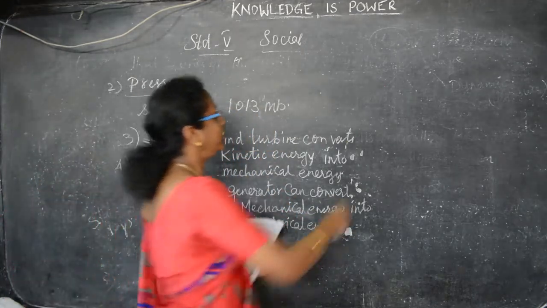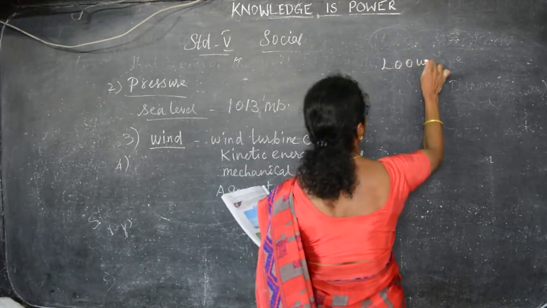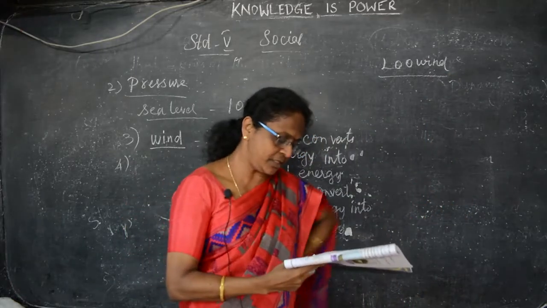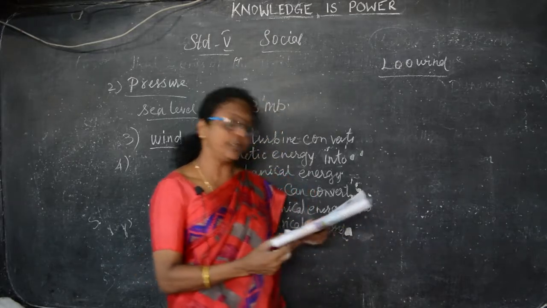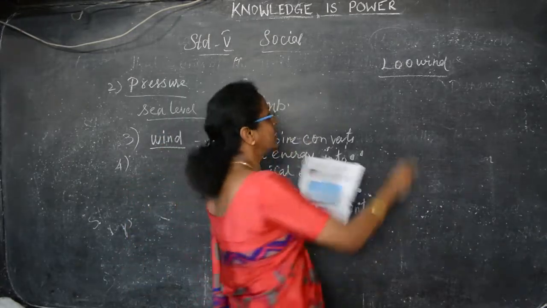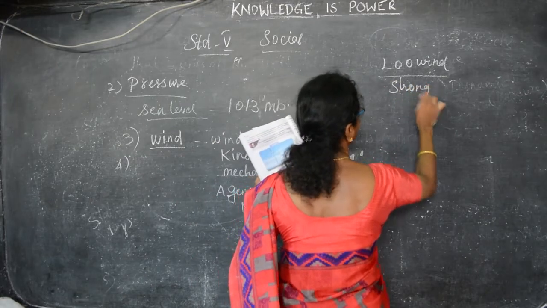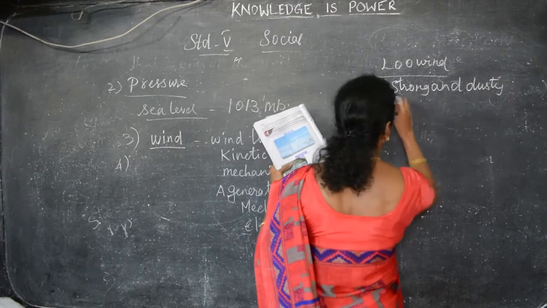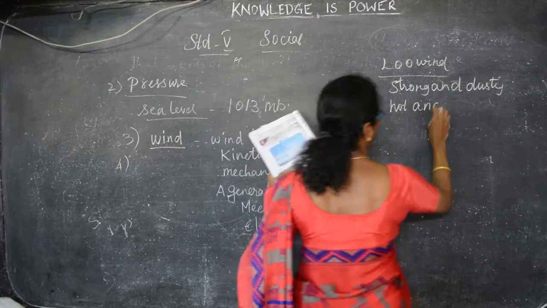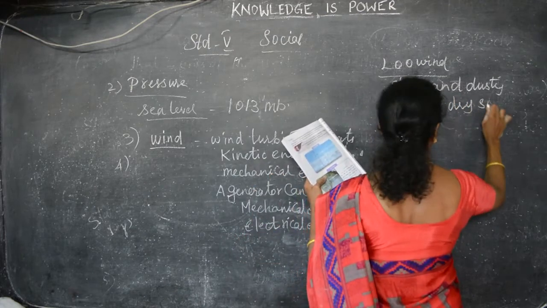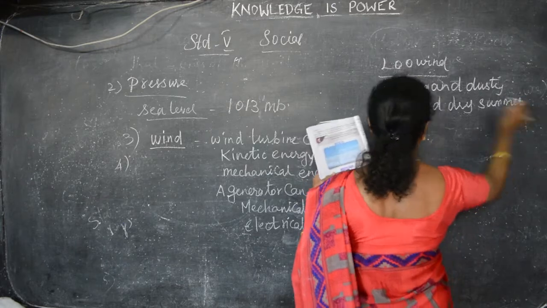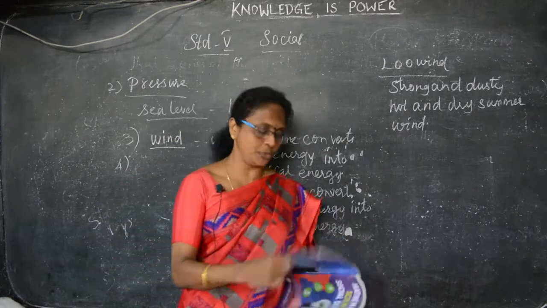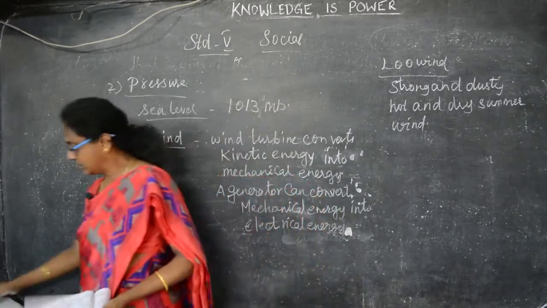And the loo wind, what is meant by the loo wind? The loo is a strong, dusty, hot and dry summer wind which blows over northwestern India during the months of May and June. So the loo is a strong and dusty wind, what they call a dust haze, a hot and very dry summer wind which blows in northwestern India during May and June.